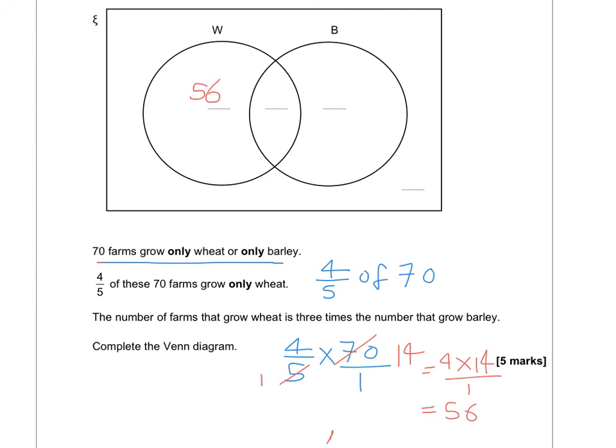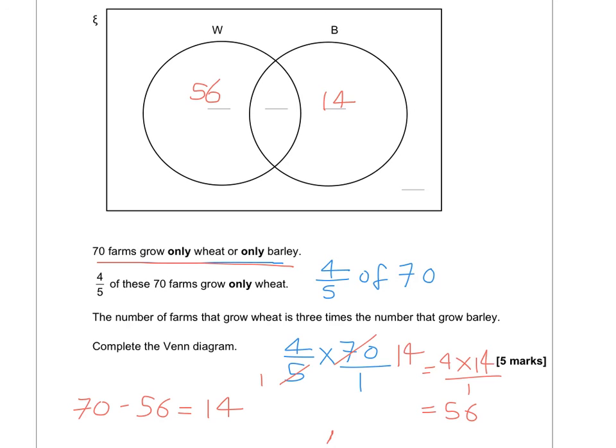70 farms grow only wheat or only barley, so we can do 70 take away 56, which gives us 14, and that gives us the 14 farms that only grow barley. You can see that 56 plus 14 gives us the 70 that grow only wheat or only barley.